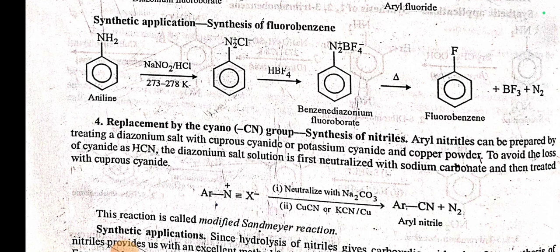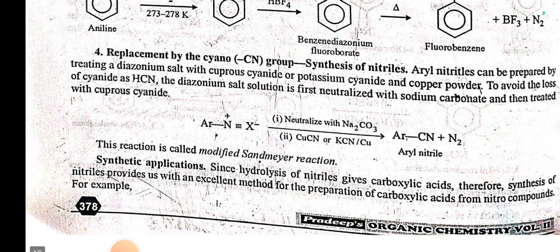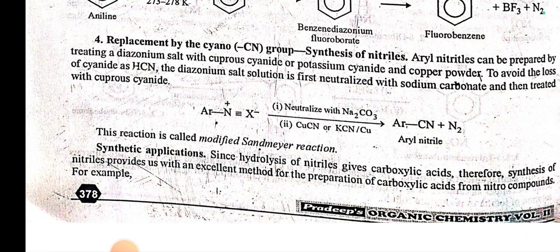Replacement by a cyano group. Synthesis of nitrile. Aryl nitrile can be prepared by treating a diazonium salt with cuprous cyanide or potassium cyanide and copper powder to avoid the loss of cyanide as HCN. The diazonium salt solution is first neutralized with sodium carbonate and then treated with cuprous cyanide. ArN2+X- neutralized with Na2CO3 and CuCN or KCN/Cu gives aryl nitrile ArCN plus N2. This reaction is called modified Sandmeyer reaction.